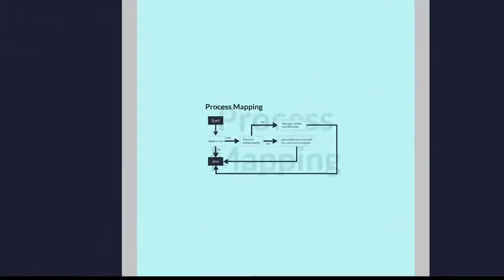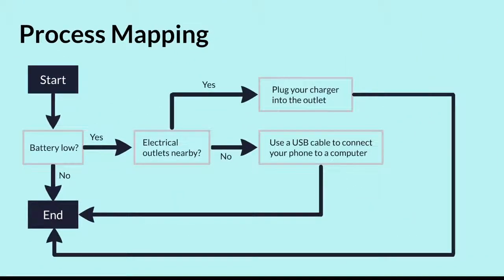When we look at the process mapping, first we start from the battery. We see if the battery is low. If the answer is yes, we come to the next step to see if we have electronic outlets nearby. If the answer is yes, we plug the charger into the outlet and then we come to an end. If the answer is no, we use a USB cable to connect the phone to the computer and then to the end. So that's basically the process mapping.